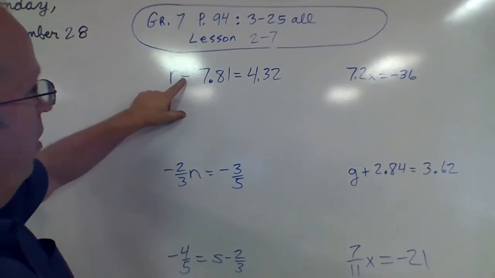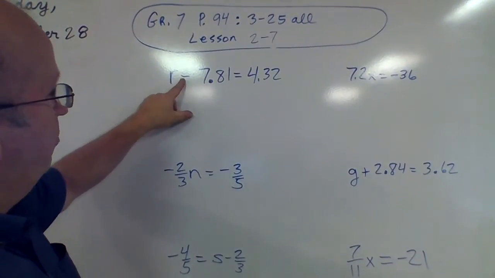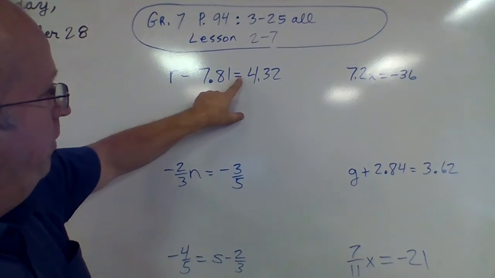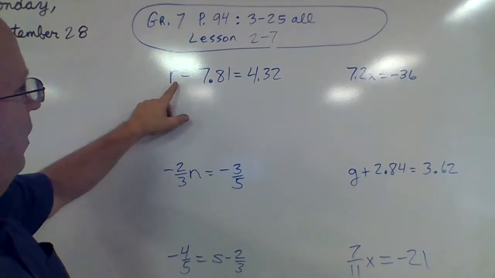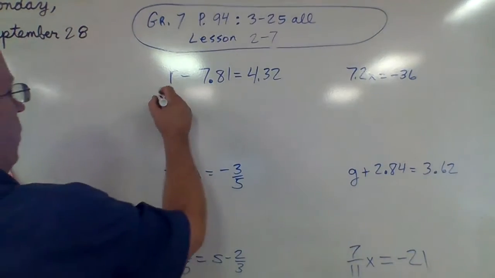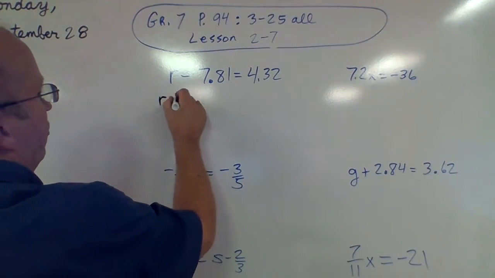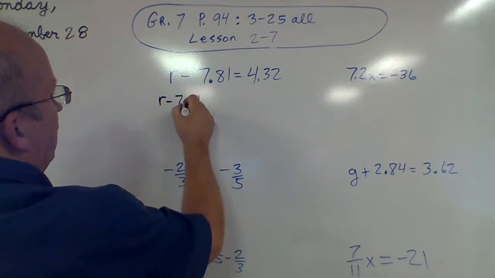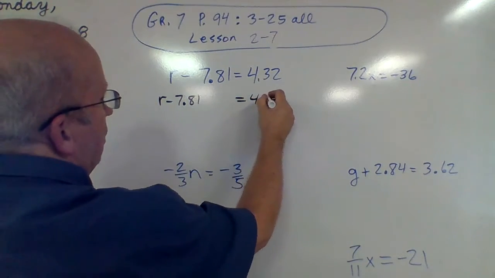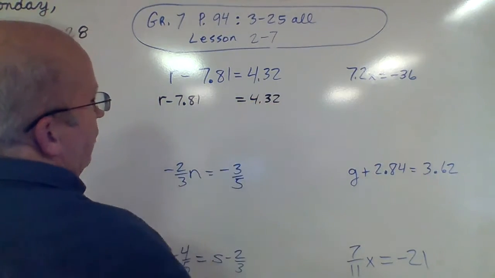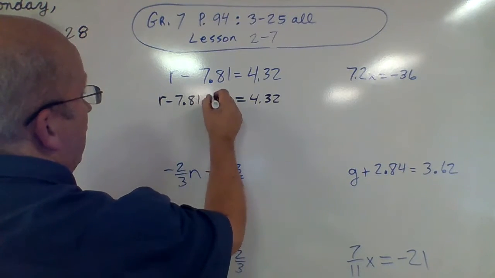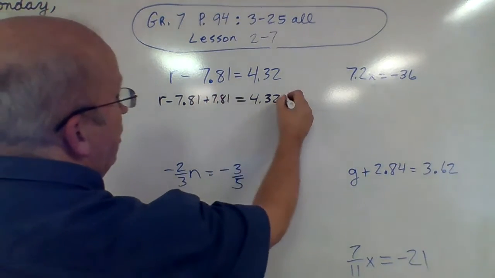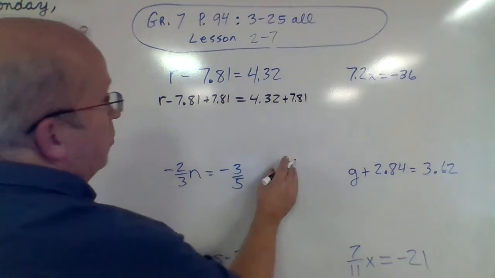Right here we've got an r attached to this number by subtraction, and we want to make it equal to 4.32. How are we going to get r by itself, Mr. Ponko? Well, what is the opposite of subtracting that 7.81? If you said adding 7.81, you'd be right. We got to do that to both sides of the equation, add 7.81 to both sides.